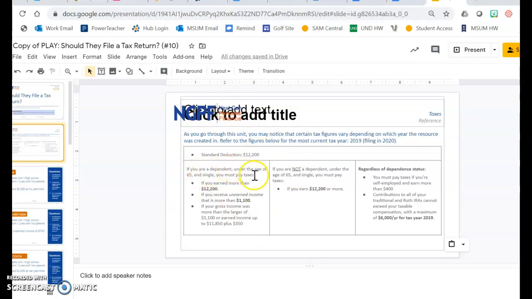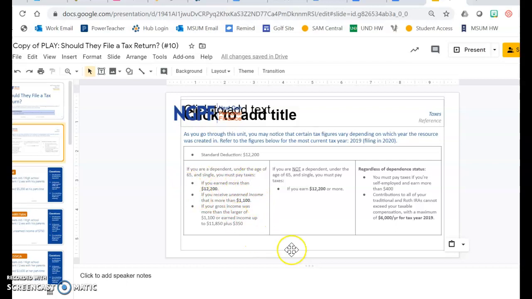If you are a dependent, meaning you rely on somebody else, under the age of 65 and single, you must pay taxes if you earn more than $12,200. So if you made less than $12,200 as a dependent, you do not have to pay taxes, unless you received unearned income that is more than $1,100.